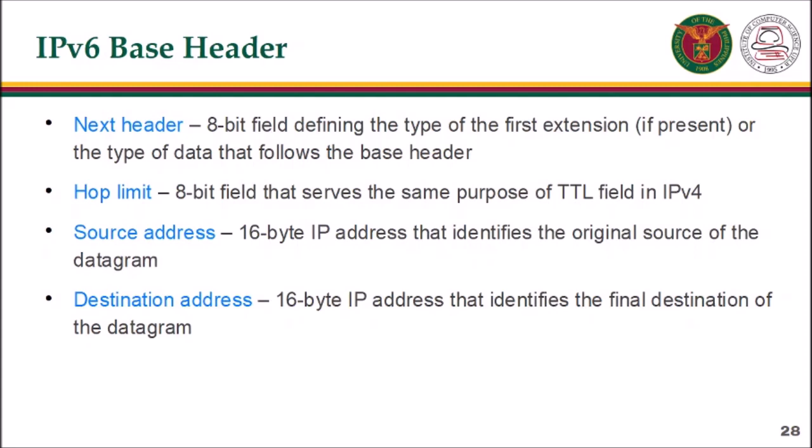The source address field is a 16-byte or 128-bit internet address that identifies the original source of the datagram. The destination address field is a 16-byte or 128-bit internet address that identifies the destination of the datagram.